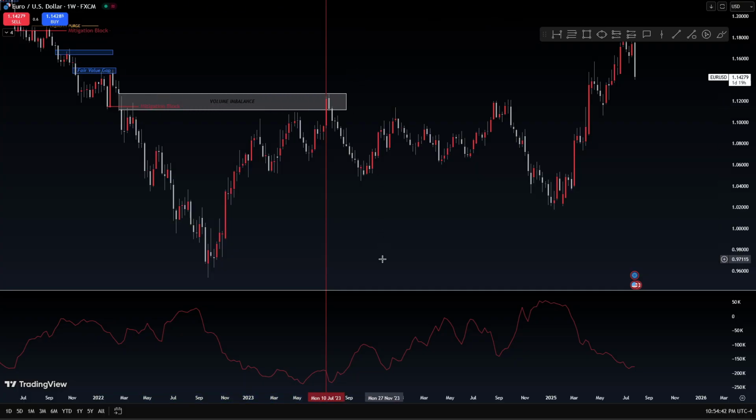Whoa, yeah, I know, that was crazy. Volume imbalances can be hit multiple times, just no consequences, there's no catch, okay? Volume imbalances can be hit multiple times. Price comes up, hits the volume imbalance.